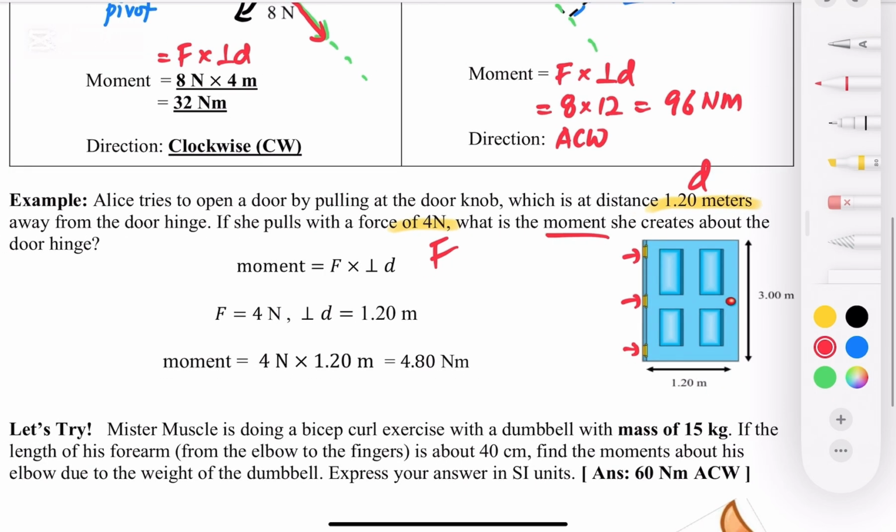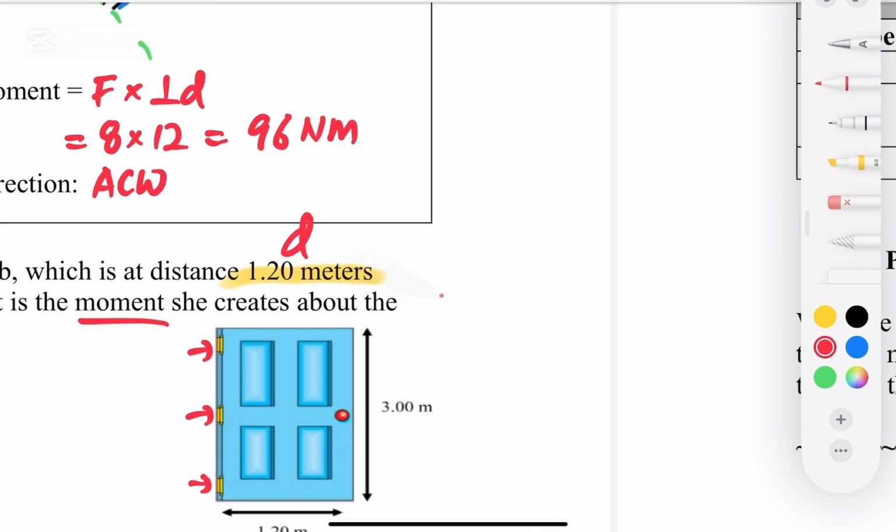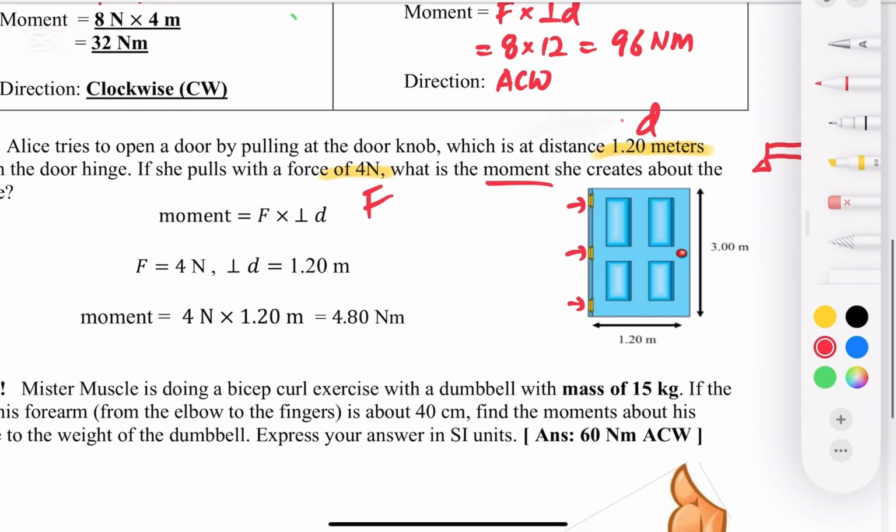Okay, in this case, the next question you should ask yourself is, is this 1.2 meters the perpendicular distance? Answer is yes in this case. Why is that so? Let me just quickly draw a door using a rectangle, and the door hinge I'll represent using a triangle, which is the pivot in this case, right? So when you are pulling on the doorknob over here with a force, it is indeed perpendicular to the pivot. So we can safely use 1.2 meters as the perpendicular distance.